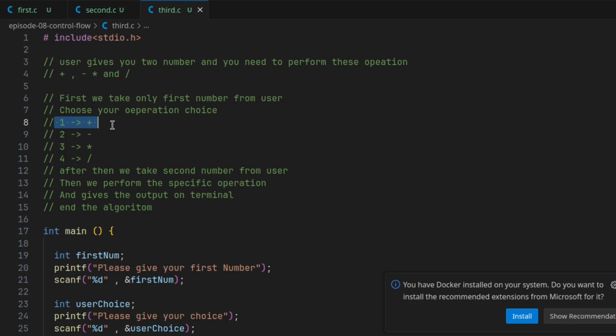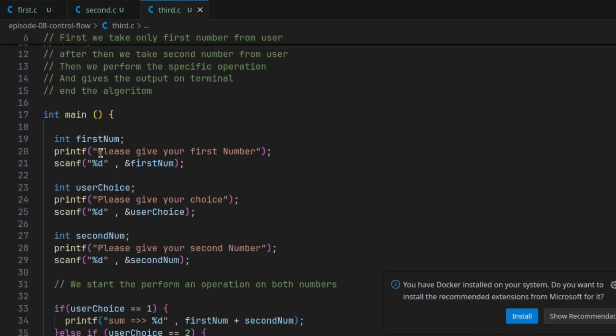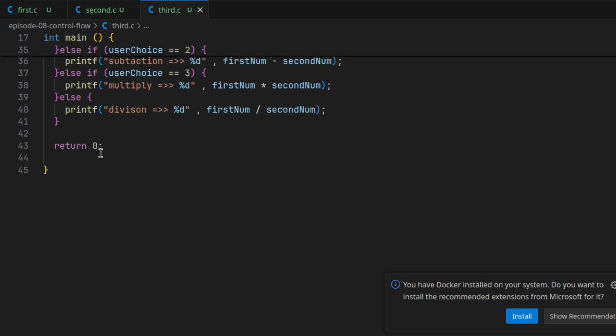If the user gives 1, then we perform the addition operation on both numbers. If the user gives 2, then we choose subtraction. If the user gives 3, then we choose multiplication. If the user gives 4, 5, 6 or anything else, then we choose division. After that we perform the operation and give the output on the terminal. Very good.